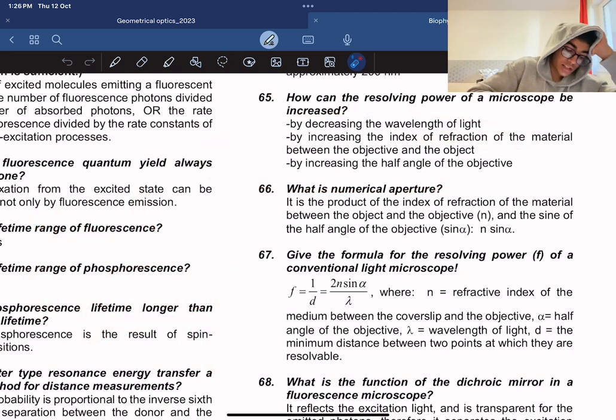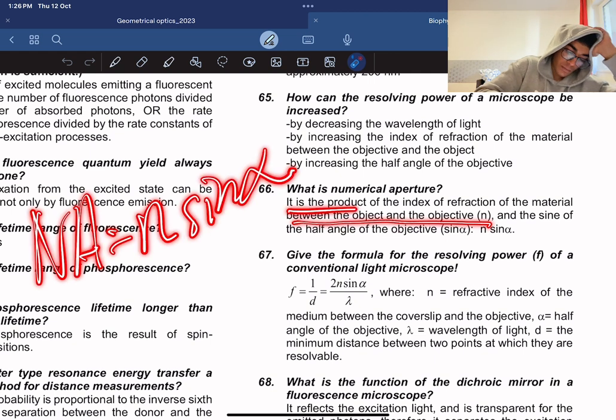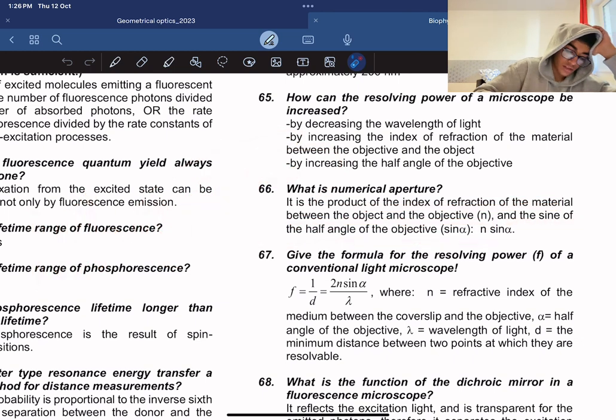What is numerical aperture? This is the product of the index of refraction of the material between the object and the objective, and the sine of the half angle of the objective. That's NA. Numerical aperture is nothing but n sine alpha. Boom. We just need to know this.